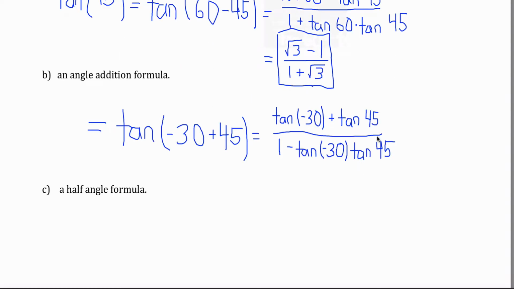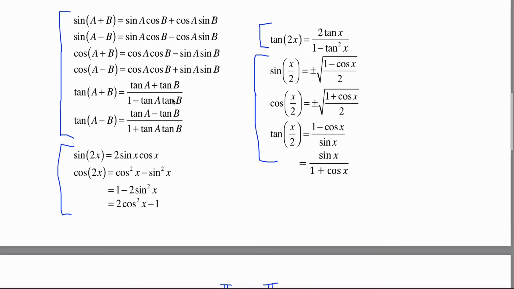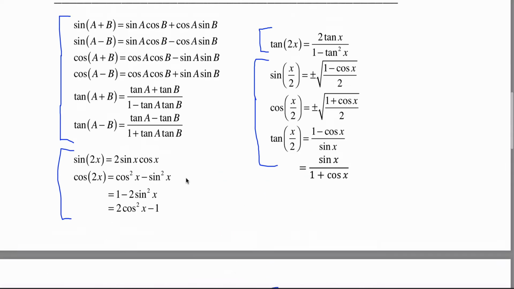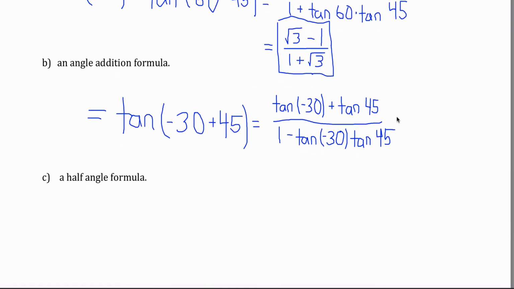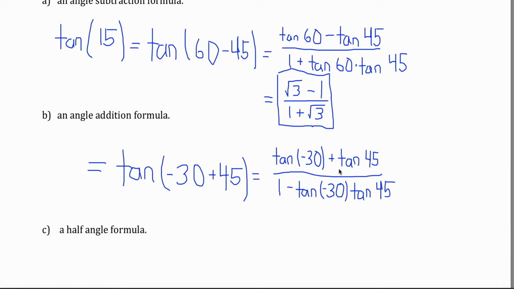Alright, so what I did here, what I wrote, well, this was paused, took me way longer than it should, is I copied this exact formula, my angle addition formula, except everywhere I saw an A, I changed it into negative 30 degrees. And everywhere I saw a B, I changed it into positive 45 degrees. And that gave me this expression right here. And the nice thing about this expression is I know all the values in here, because I know the tangent of negative 30 degrees and the tangent of 45 degrees.